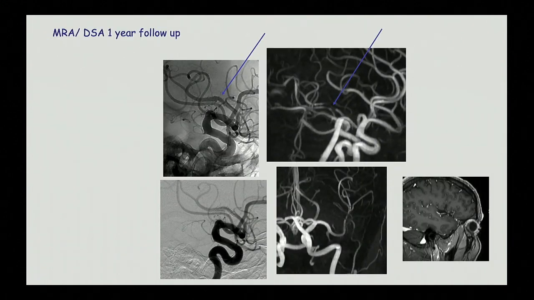Again, it's difficult to evaluate with MR. So I think at 1 year, we really need to do angio, and we have a good result. The artery is not perfect. We have some kind of in-stent stenosis. You see a little bit of stenosis here, but it's not too bad.